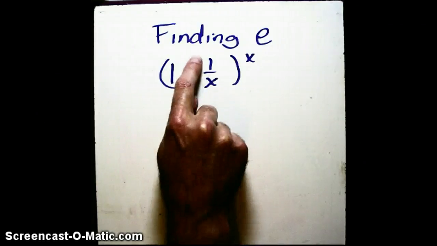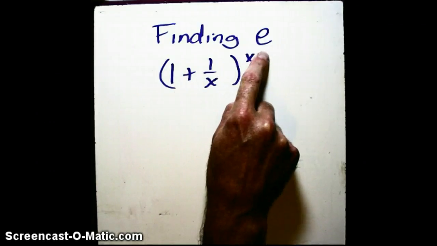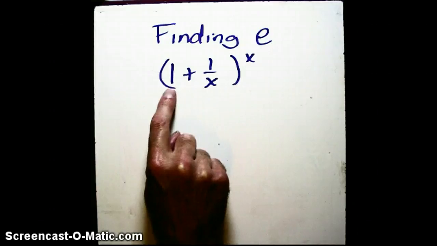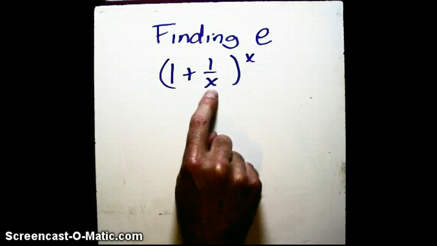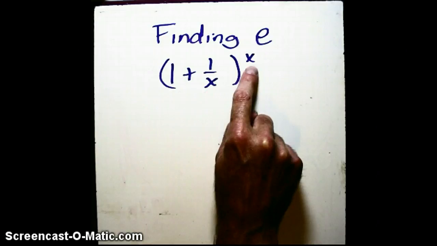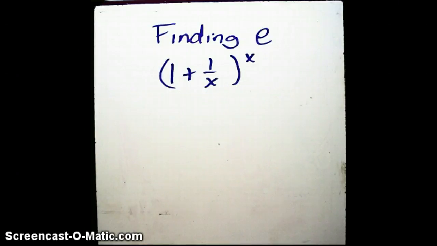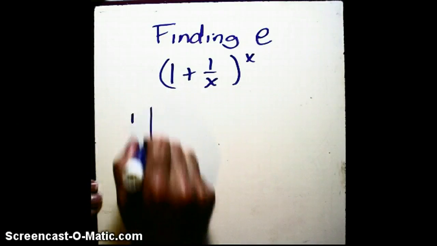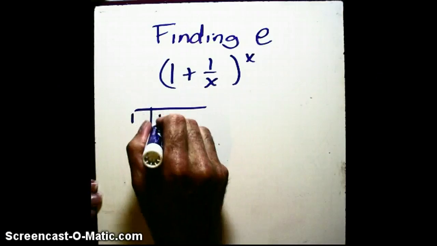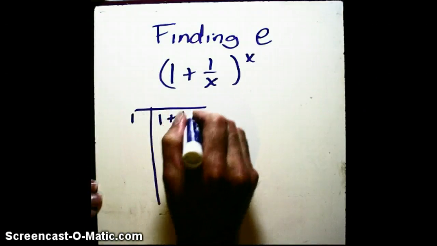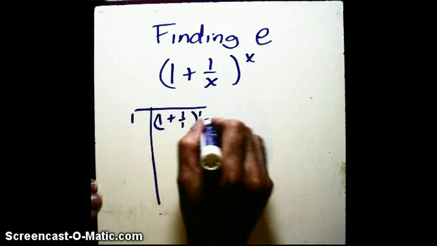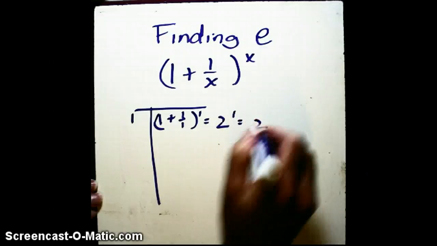Students, we're talking about finding E, that special number. Let's look at the algebraic function here, 1 plus 1 over x to the x power. Let's plug in 1. If I plugged in 1, let's see what would happen. I have 1 plus 1 over 1 to the 1, which is 2 to the 1, which is 2.